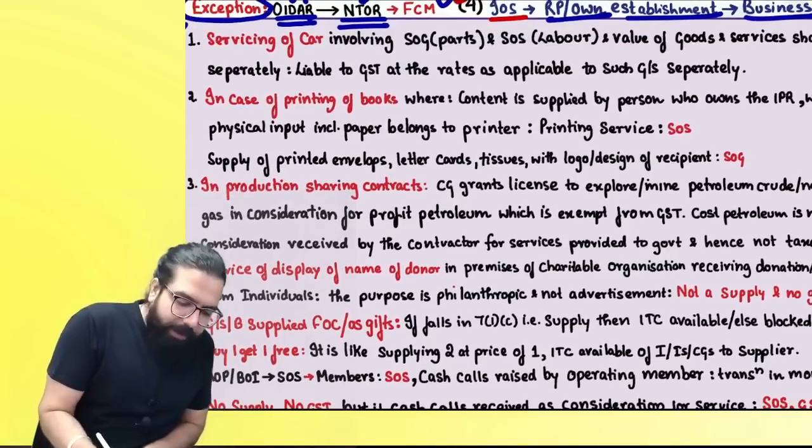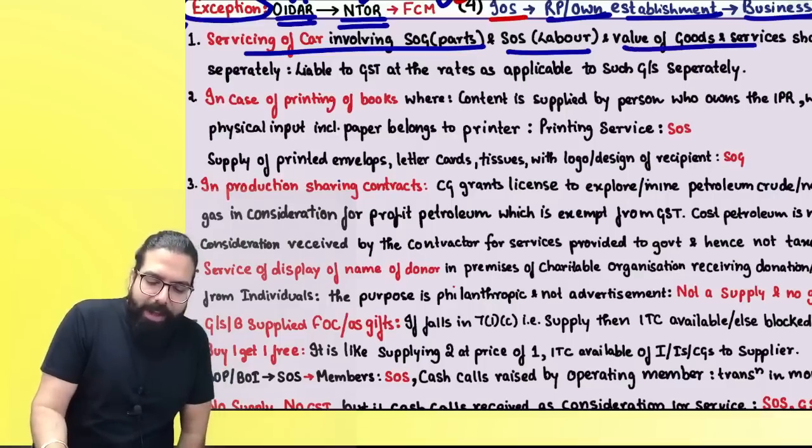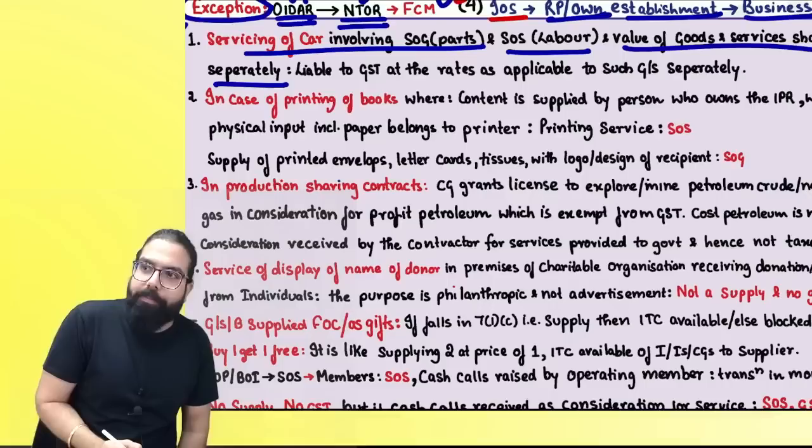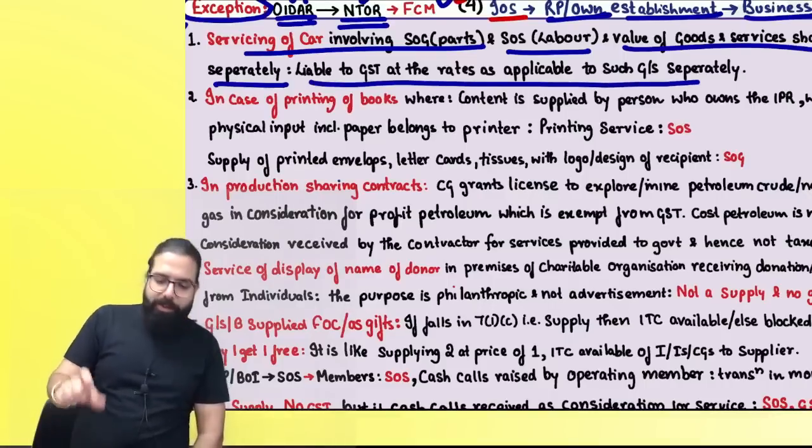Can we go ahead, everyone? It says servicing of a car involving supply of goods and supply of service. If the value of goods and service is shown separately, then it is liable to GST at the rate applicable to the goods or service separately.